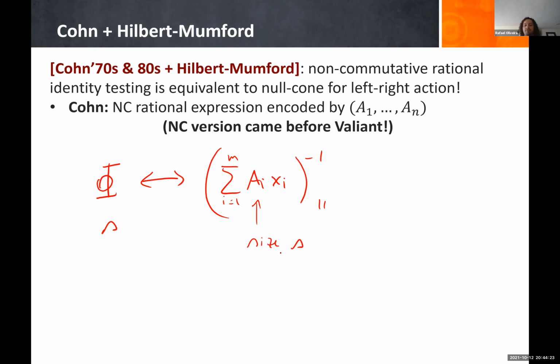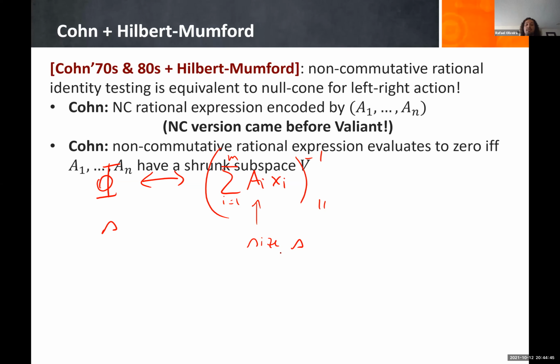If this sounds awfully familiar to you, it is because it should, right? It is exactly the non-commutative analog of saying that matrix inverse is a complete model for formulas. Okay, it's a beautiful result, right? So Cohn in the 70s already did this.